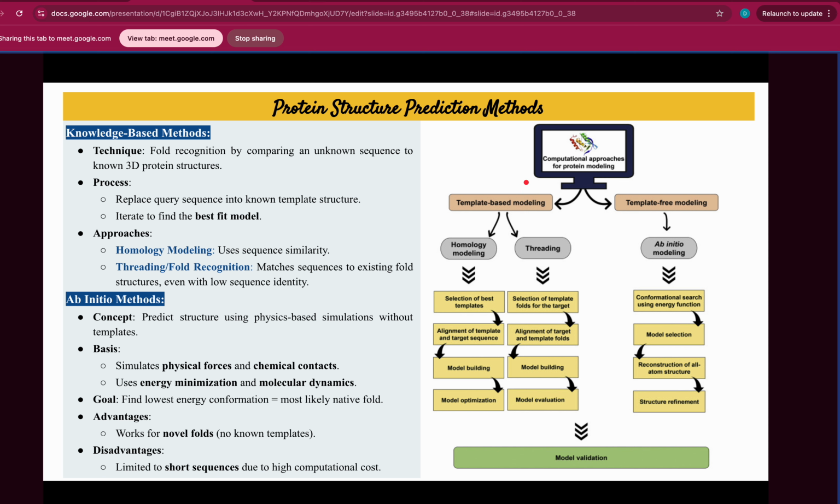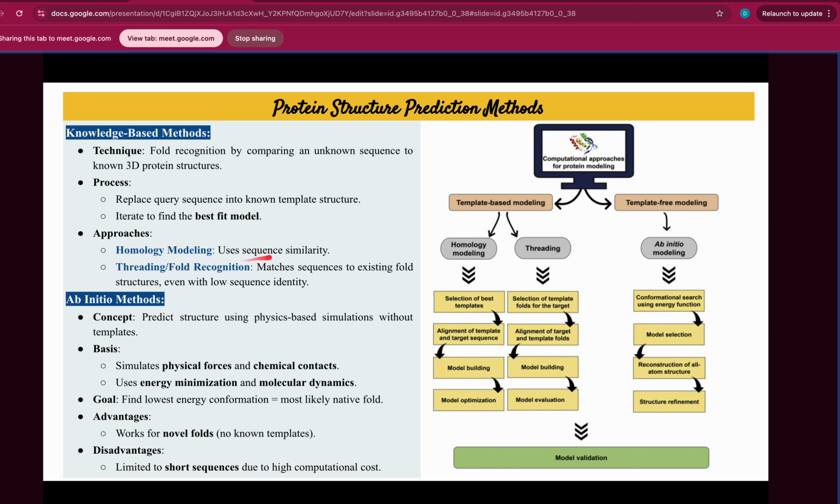Why are we looking for template based modeling? Because till now we have seen many times that the sequence is responsible for the structure and the structure is responsible for the function. If two sequences are similar, then they will most likely make a similar structure. So to predict the structure in knowledge based methods, we look for a similar sequence. So we do template based modeling, and there are two types. One is homology modeling and another one is threading.